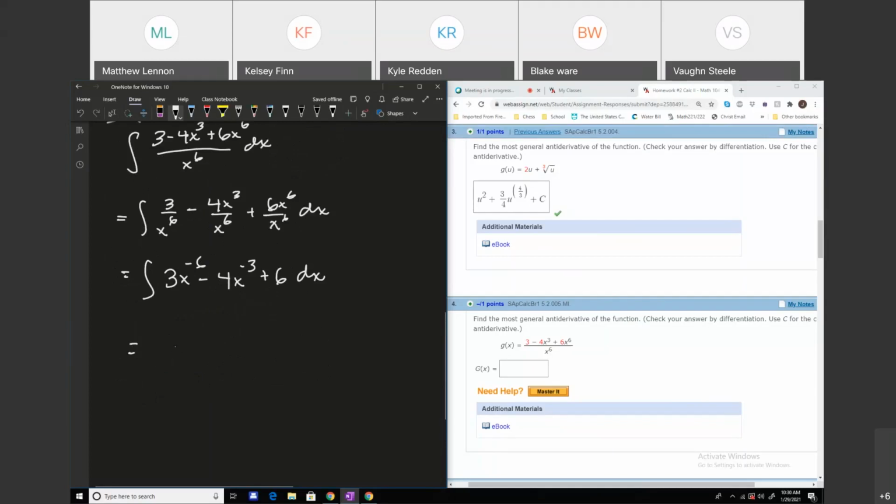So we would have 3x to the negative fifth. Remember, negative 6 plus 1 is negative 5 over negative 5 minus 4x to the negative 2 over negative 2 plus 6x plus our constant. And then we can simplify things again. Probably they want us to use positive exponents. I'll try it just to see if it takes it with negative exponents.